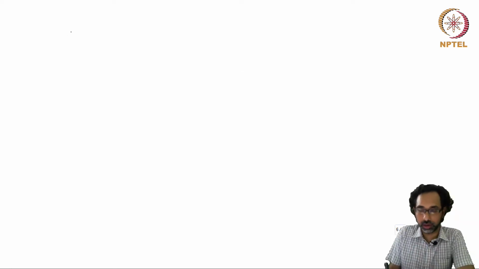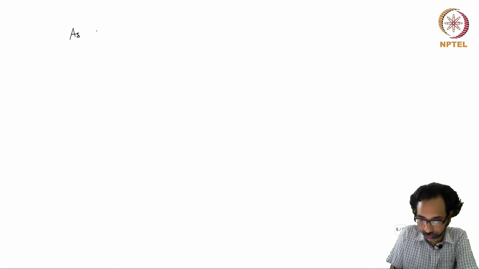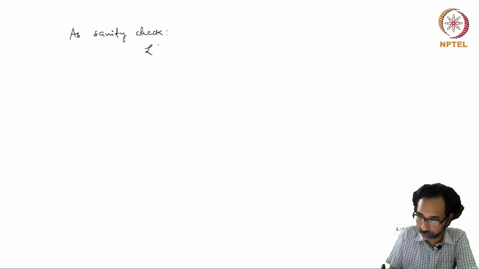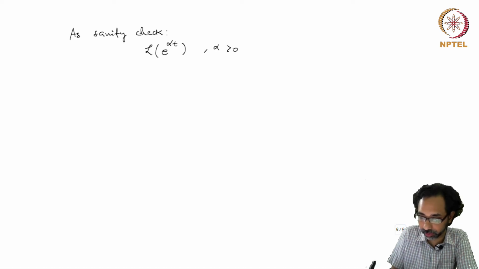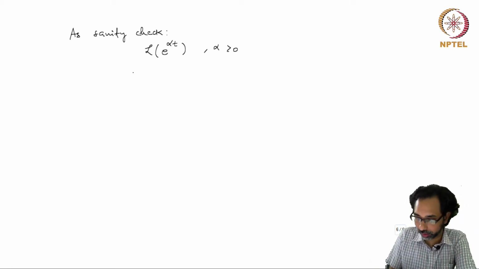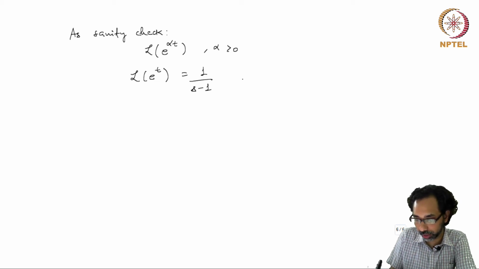Okay. Now as a sanity check, we try to compute the Laplace transform of e to the power alpha t for some alpha positive. Then we know that the Laplace transform of e to the power t is given by 1 over s minus 1 for s greater than 1, right?